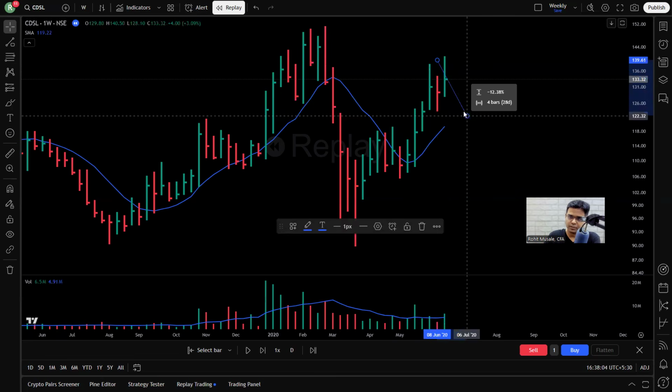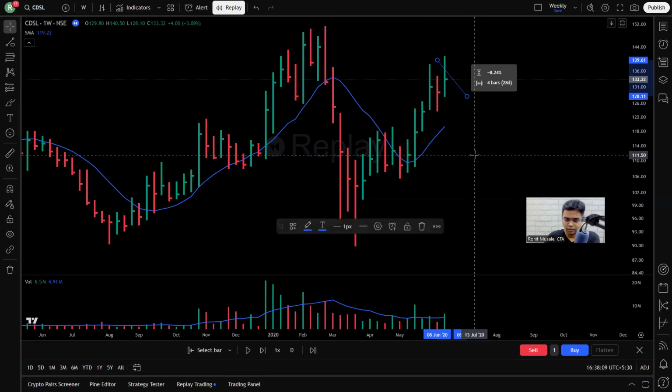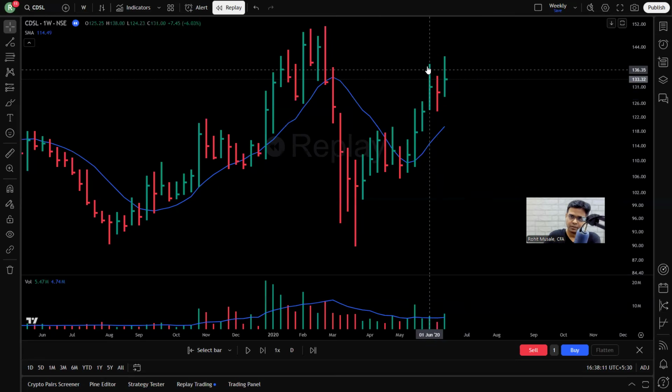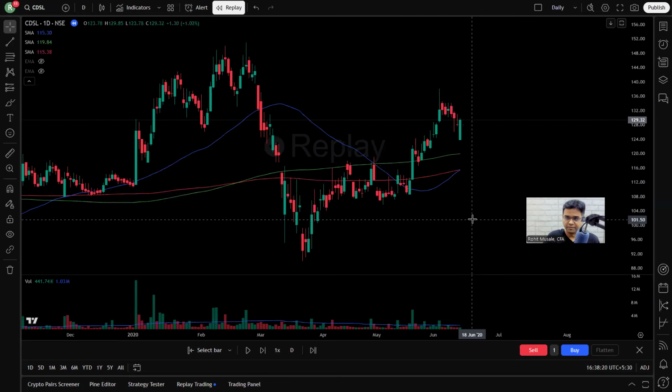So from there, if you measure, it's already hit your 8% stop loss. So if you had bought there at the high of this bar, your stop loss would have been hit. That is why I say please look at the moving averages on the daily time frame chart before taking a trade on the weekly time frame chart.